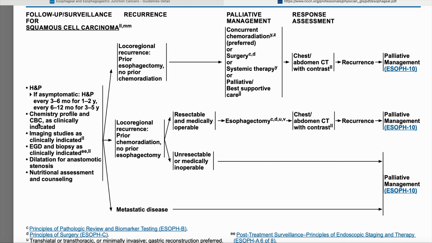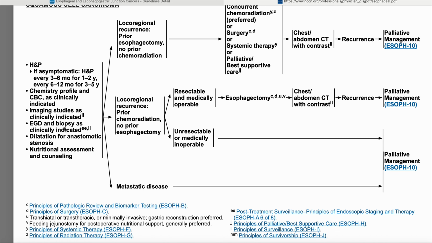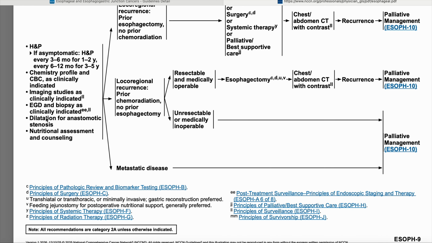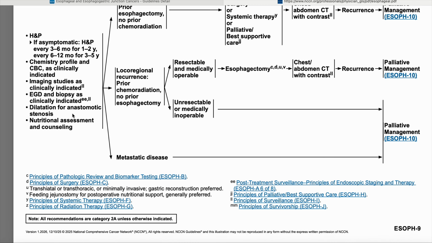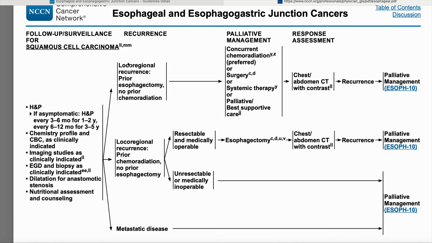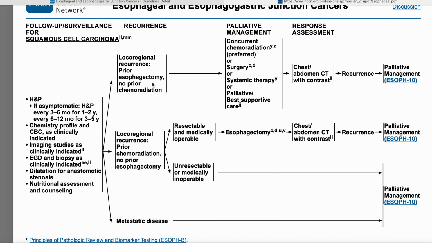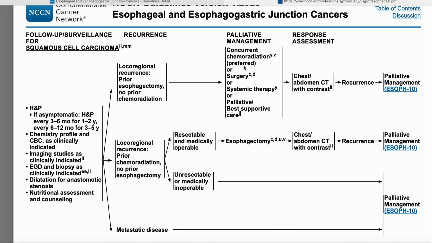We'll do CBC and biochemistry, imaging studies, then endoscopy, biopsy if clinically indicated, dilatation of the anastomotic stenosis, and nutritional assessment and counseling. If there is any evidence of locoregional recurrence and prior esophagectomy was done, or there was no prior chemoradiation, then we can plan for concurrent chemoradiation, or we can again go for surgery, systemic therapy, or palliative care based on the performance status and the status of the lesion.